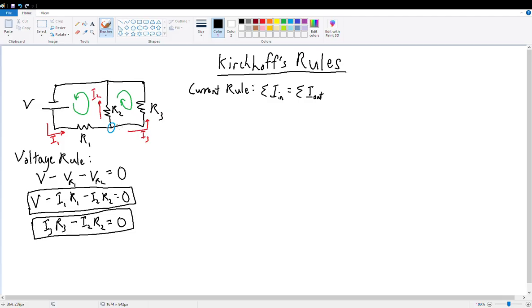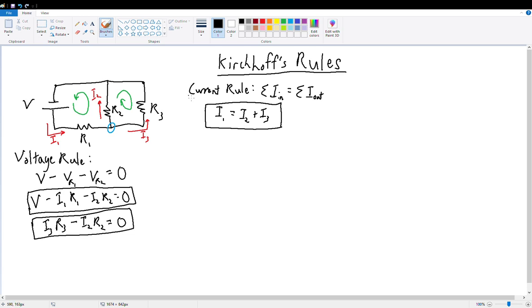So if this is our junction, we see a current coming in, right? I1 enters this blue circle. So the sum of our currents coming in is I1. Leaving this blue circle is I2 and I3. So when we take everything going out, it is going to be I2 plus I3. And so this gives us a third equation.